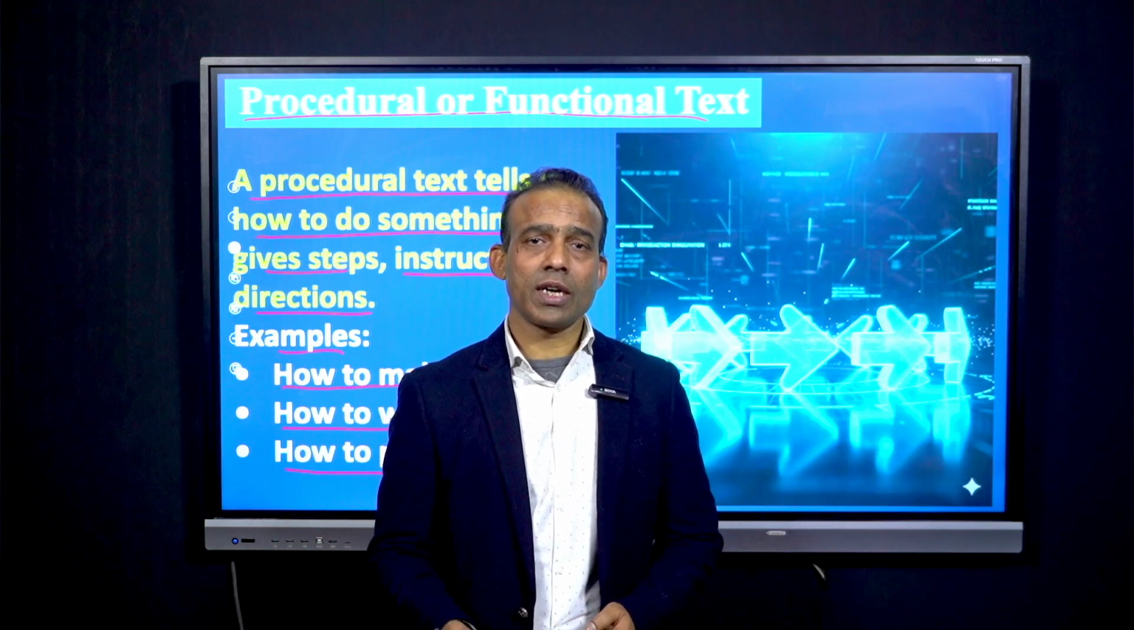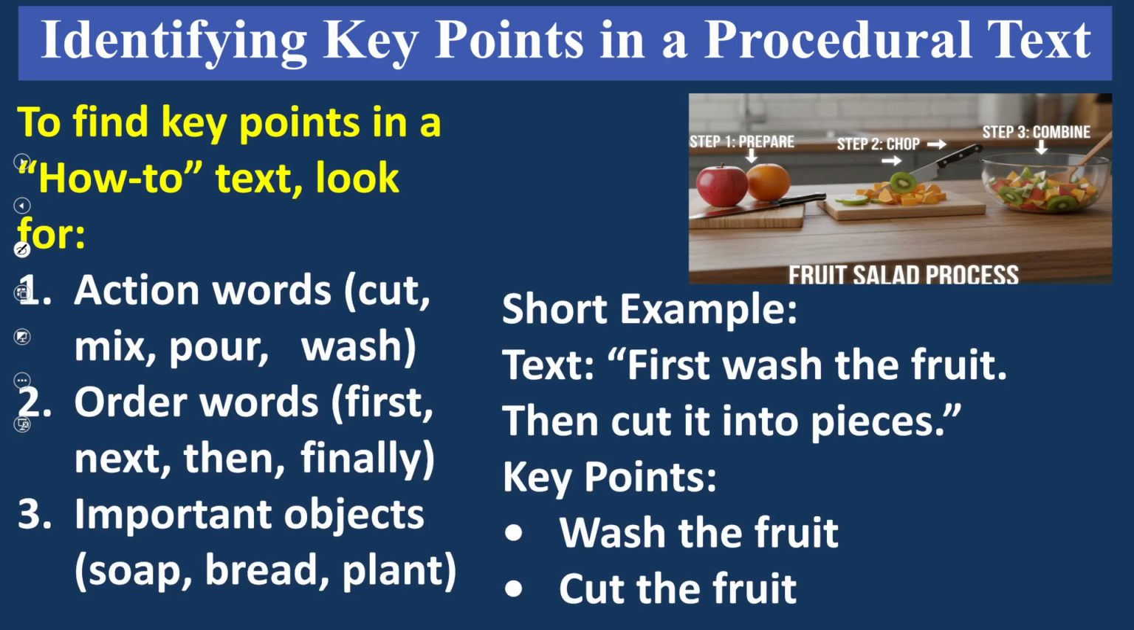Now, move to the next slide. Look at this: identifying key points in a procedural text. To find key points in a how-to text, look for action words like cut, mix, pour, wash. If we point out action words, we can point out the key points. Order words: first, next, then, finally. And the third one, important objects: soap, bread, plant.